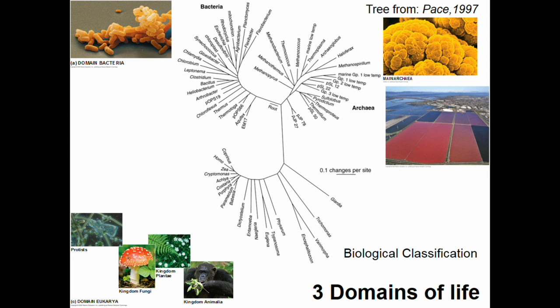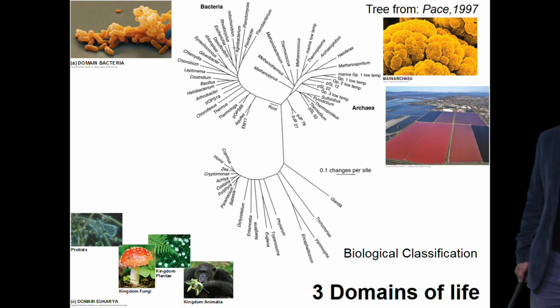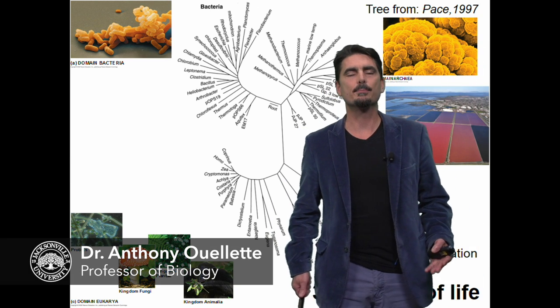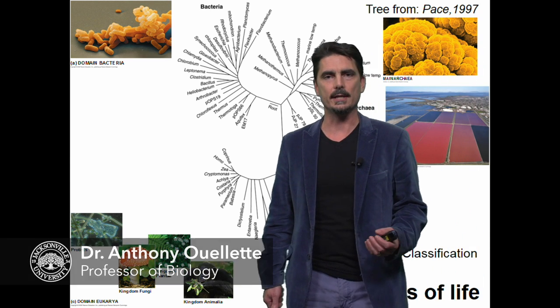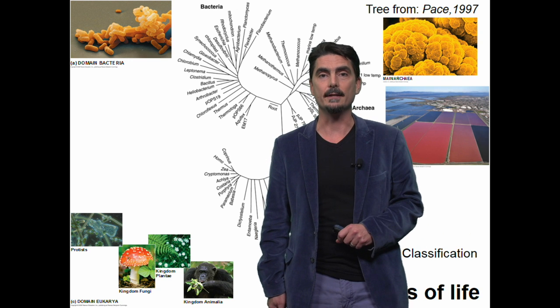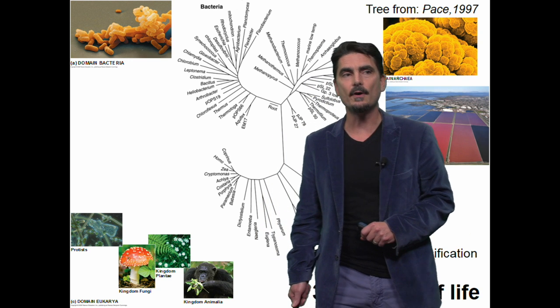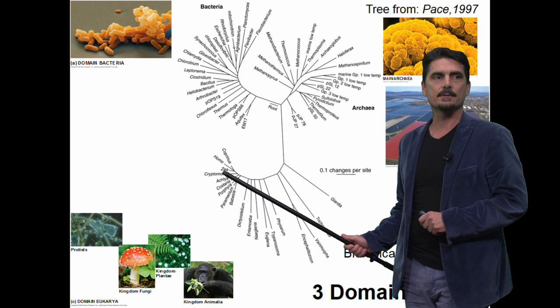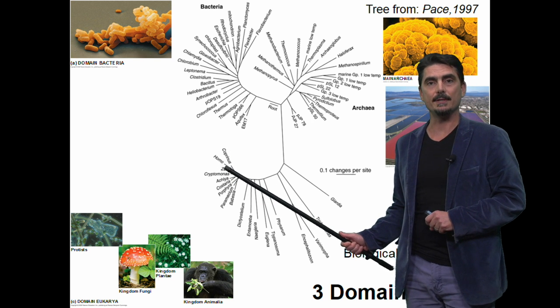Picture a tree in your mind. And now look at the tree that's on the screen. What both of those trees have in common are branches. And in this case, the branches represent different groups of organisms that we know of on our planet. So let's start, first of all, where we're at. We are being represented by this branch labeled Homo, for Homo sapiens.